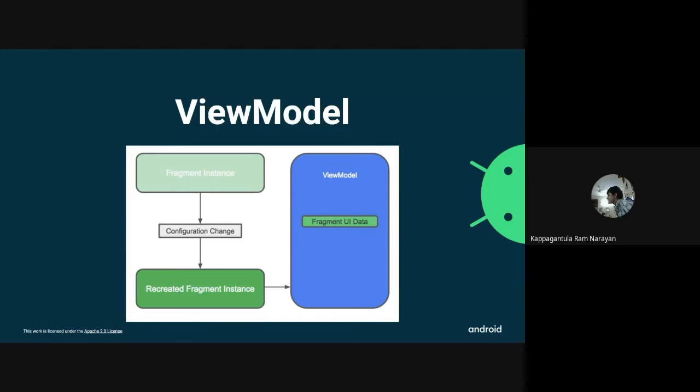Any decision making logic, like changing of the fragments like we saw yesterday, or getting the data, and all this logic must not be put inside your UI controllers. For that you have to use a separate class. This follows the separation of concerns design principle.